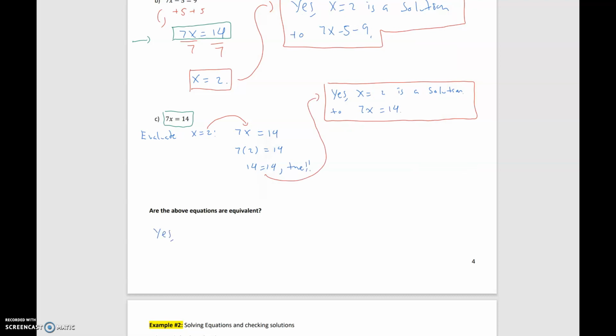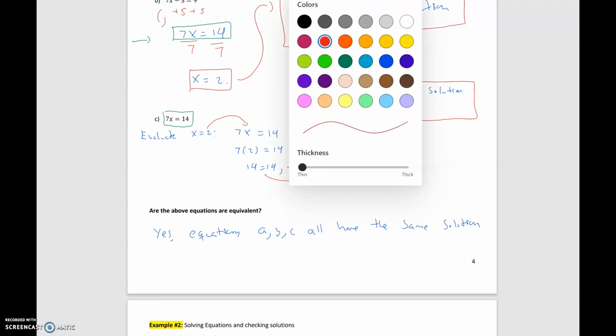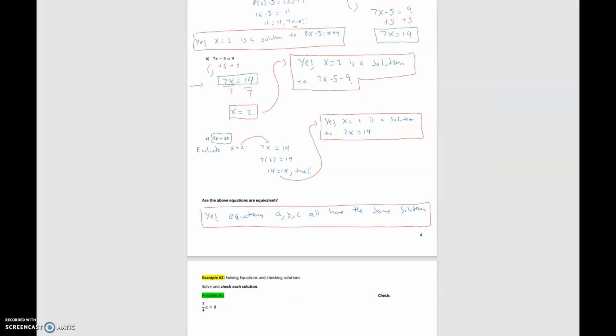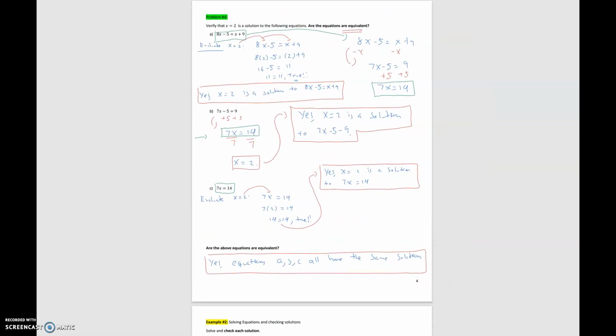Equations A, B, and C all have the same solution. And yes, they're equivalent equations. That's actually it for this one. So any set of equations that have the same solution happen to be equivalent equations.